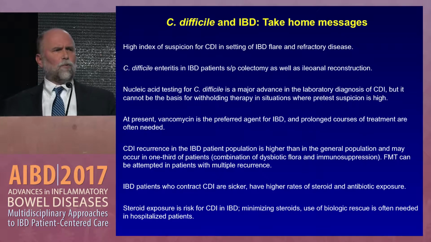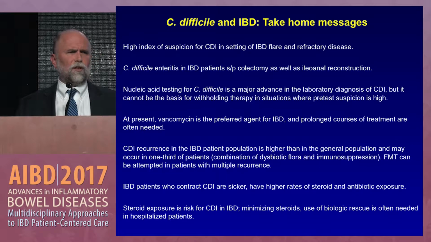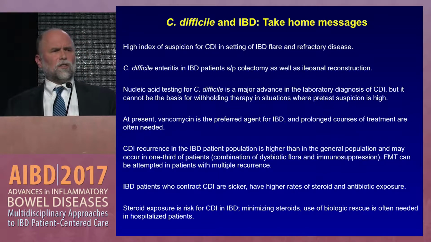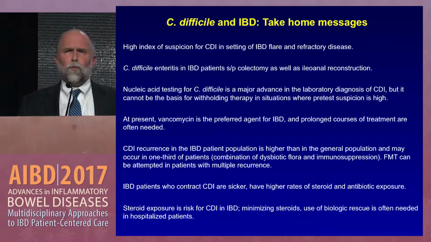So I'm going to wrap things up with take-home messages. Please have a high index of suspicion for C. difficile infection in the setting of an IBD flare in individuals who have had a refractory disease. Keep in mind that C. diff enteritis and J-pouch infections definitely can occur. Nucleic acid testing with PCR is an advance, but it should not be a reason to withhold therapy. So if you have a high index of suspicion, go ahead and start treating. At present, vancomycin is our preferred strategy, but prolonged courses beyond 2 weeks are sometimes needed, and we have to do that in certain situations.